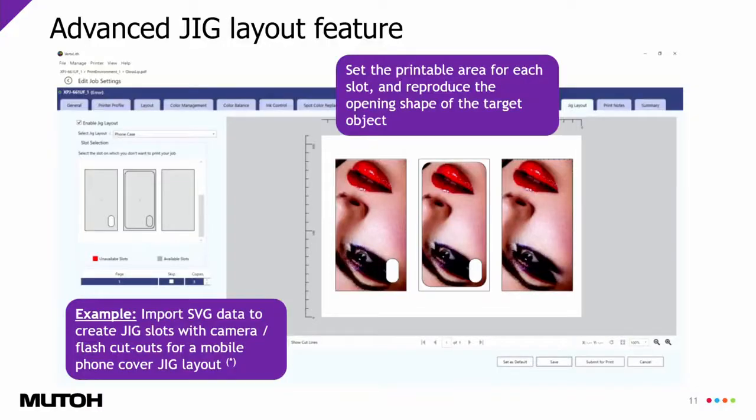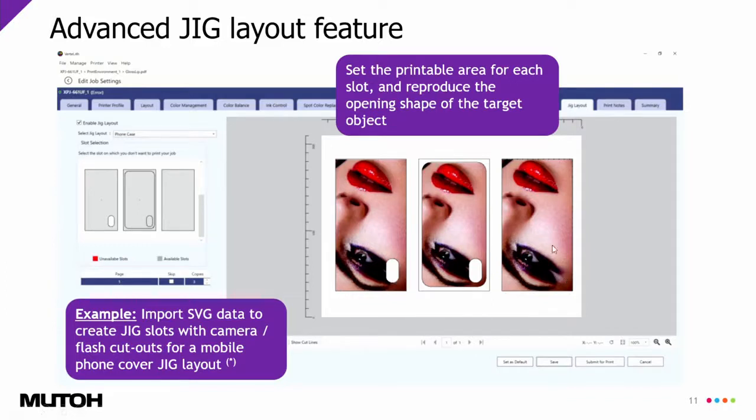There's also an advanced jig layout feature, so it's not always just the data, but a very good example there is a smartphone cover, where usually on the smartphone you have cutouts, cutout for the lenses, cutout for the flash area, and when the data for this is defined in scalable vector graphics, then you can import this and use that as your jig layout and then define the areas.